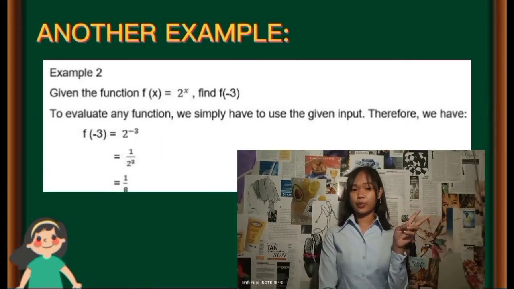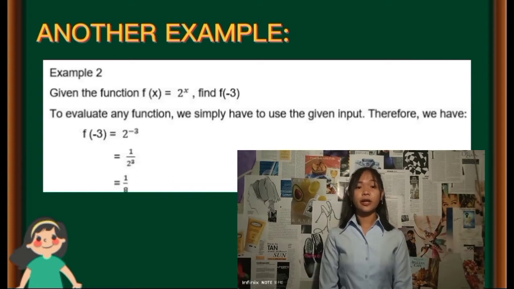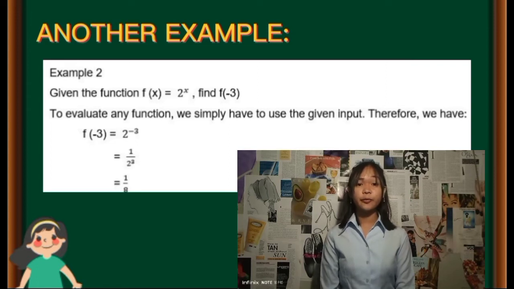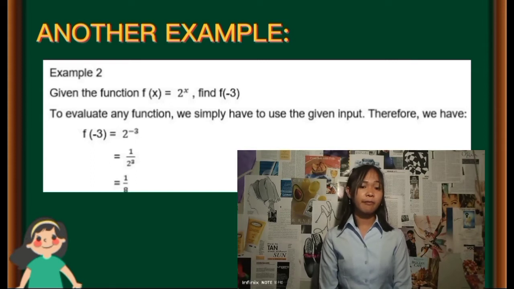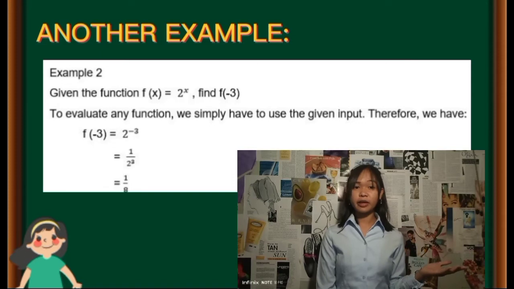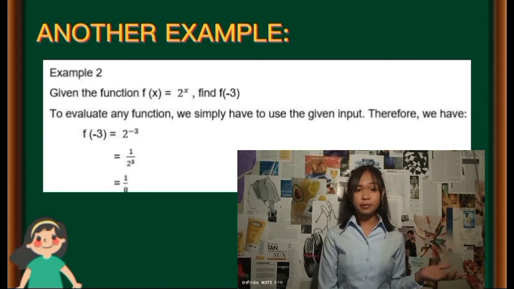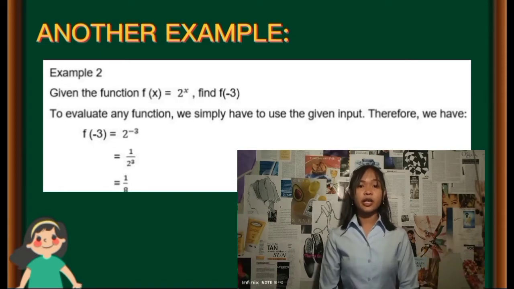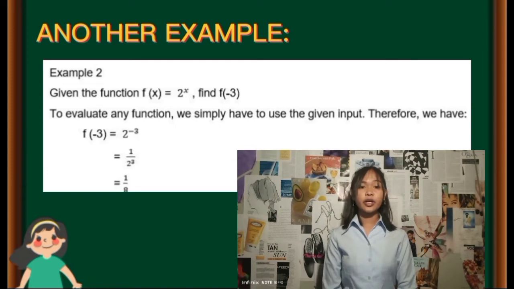Example number 2. Given the function f of x equals 2 raised to x, find f of -3. To evaluate any function, we simply have to use the given input. Therefore, we have f of -3 equals 2 raised to -3. And because our exponent is -3, we need to find its reciprocal. So the reciprocal is 1 over 2 raised to 3. And the final answer is 1 over 8.